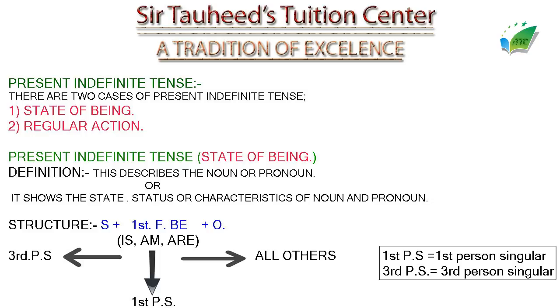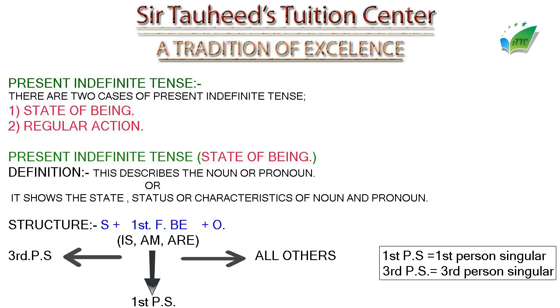This tense describes the noun or pronoun, means it just gives the description of noun and pronoun, but it does not show any action. There's no movement, there's no action in that. There is just only a description. In other ways, we can say that it shows the state, status, or characteristics of noun or pronoun. So this is called present indefinite tense for state of being.